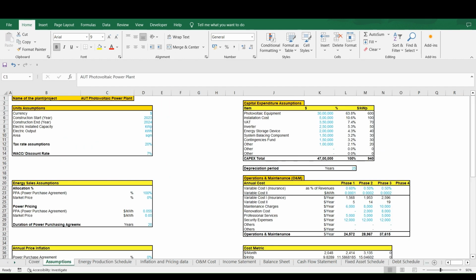Now we'll look at the assumption sheet. In the assumption sheet, we have some basic assumptions about the model and some of the crucial assumptions that are required for the functioning of this model.